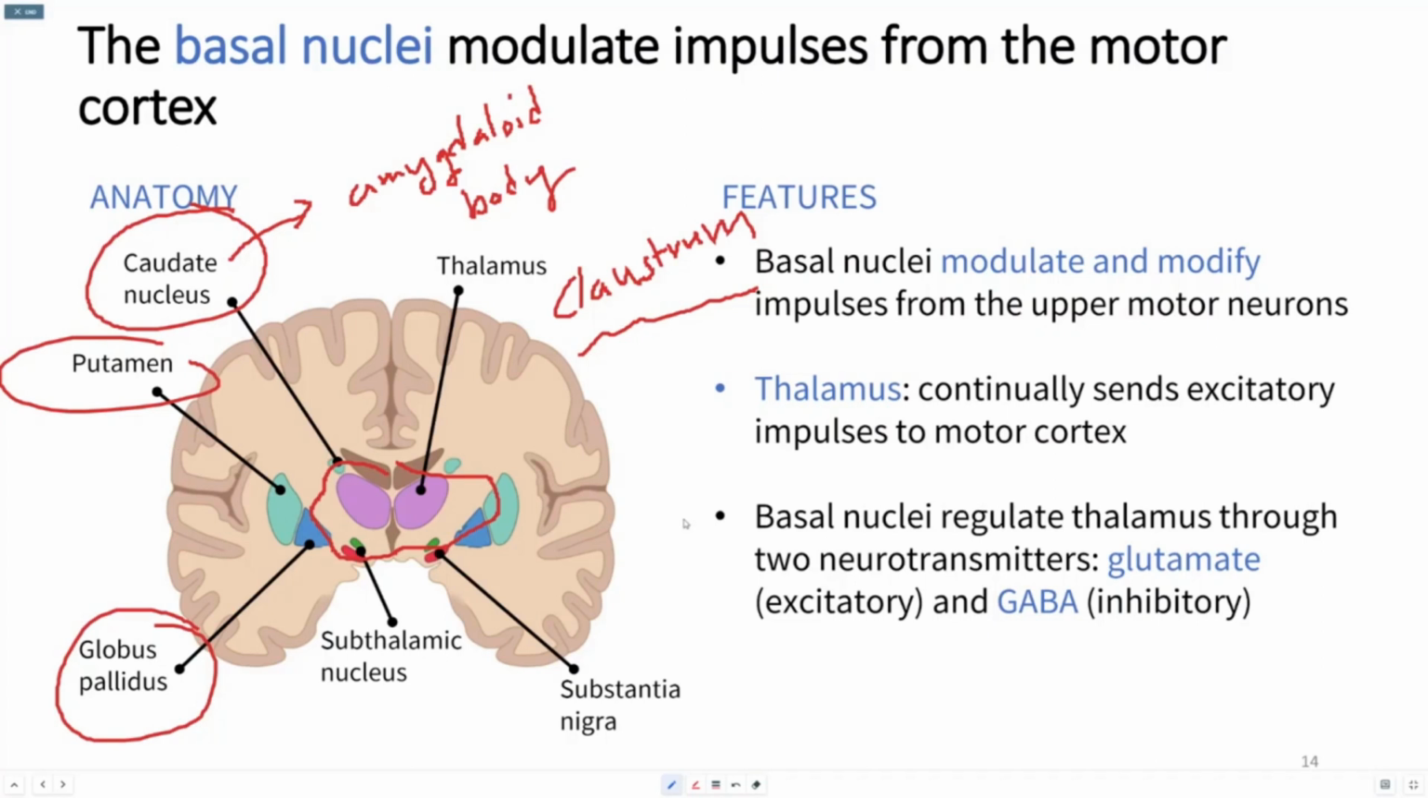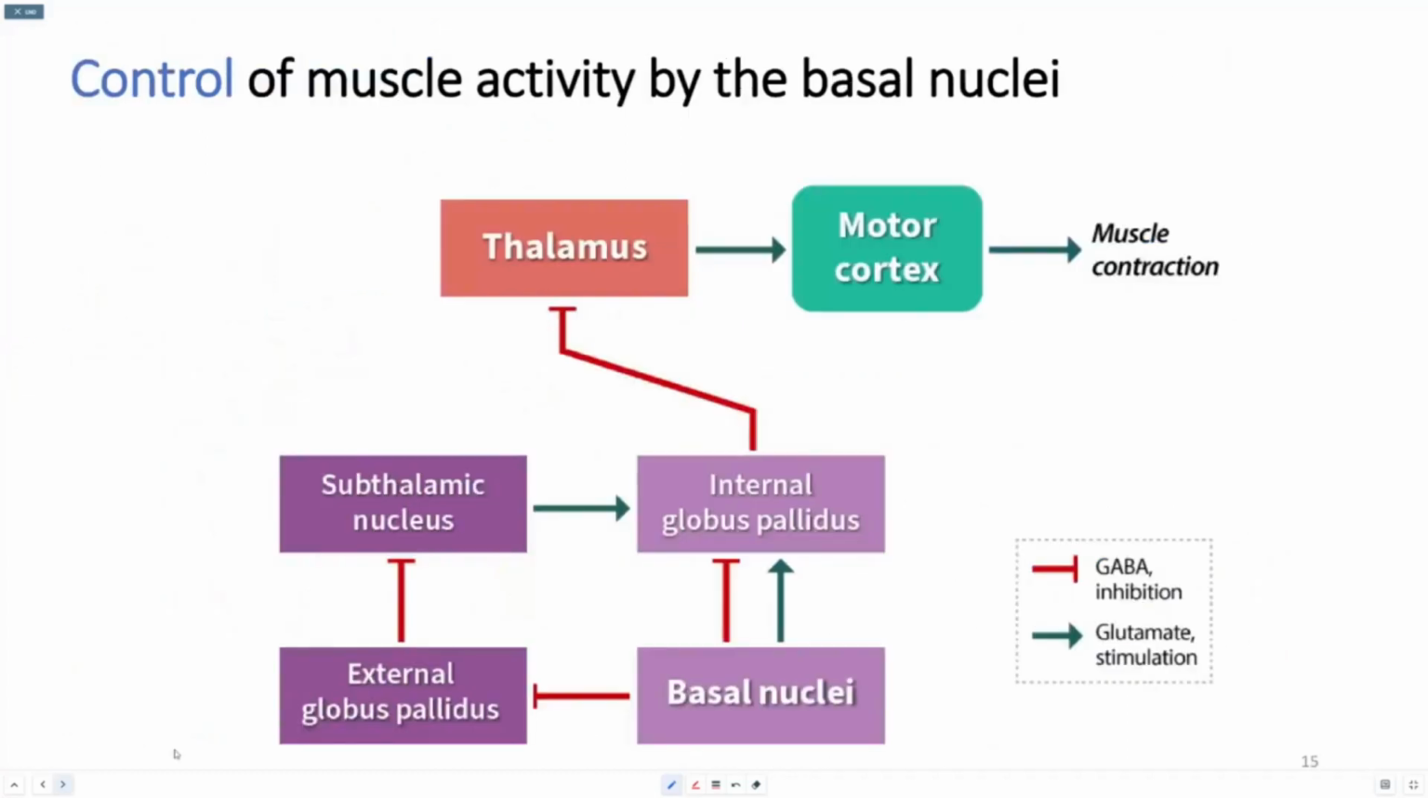The basal nuclei then regulate the thalamus by utilizing two key neurotransmitters. We have glutamate, which is going to be the yes excitatory signal, so it increases the activity, and then GABA, which is going to be the no signal or the decreasing input. So over here is a pathway that shows you how this works. The basal nuclei can send signals to stimulate the internal globus pallidus. It can also send GABA to inhibit.